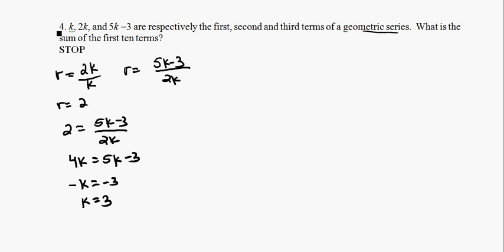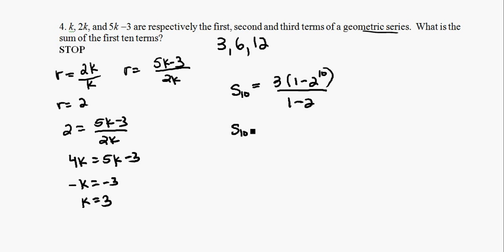So if k is equal to 3, my first term is 3. My second term is 2 times 3, which is 6. I plug in 3 here, I get 15 minus 3, which is equal to 12. Clearly my common ratio is 2, but we already knew that. My first term is 3, and we're looking for the sum of the first 10 terms. So the sum of the first 10 terms is equal to the first term, times 1 minus the common ratio to the 10th power, all over 1 minus 2.